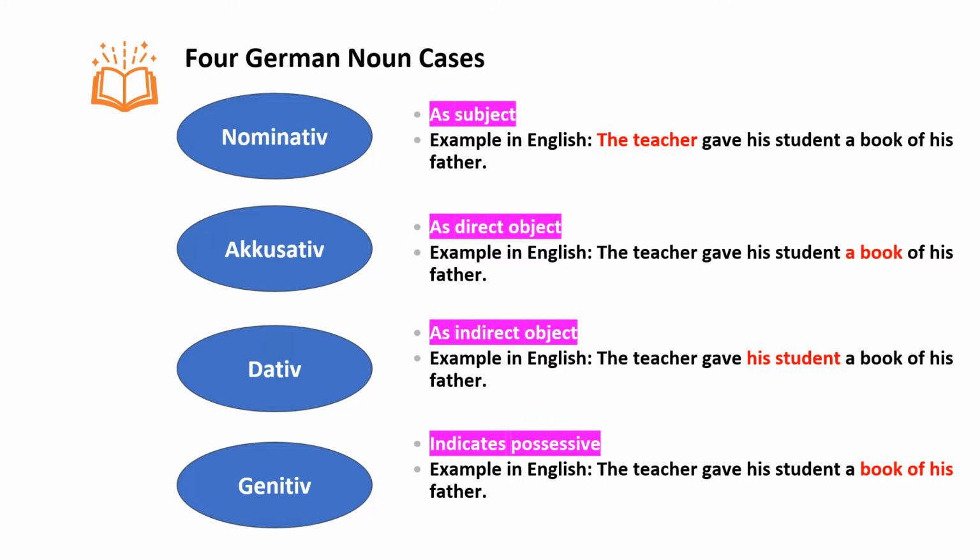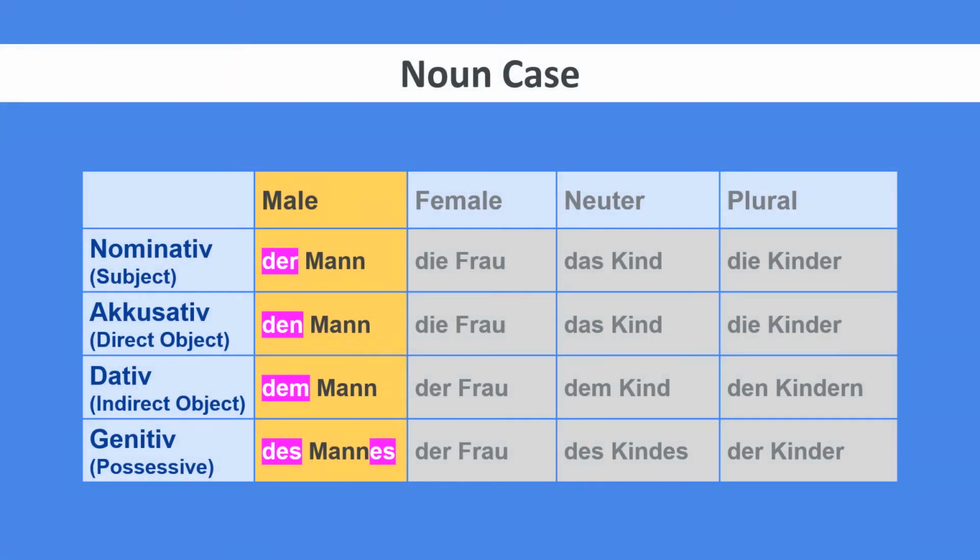In English, the noun case is indicated by word order. If we change the word order, the meaning is changed as well. However, German is different. The word order is not important for recognizing noun cases. Many words change their form or add different endings according to the function of the noun they referred to in a sentence.